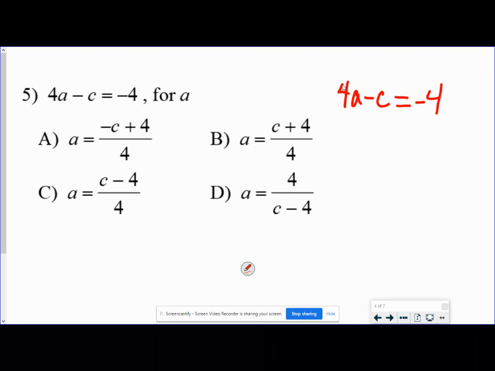Just like when we're solving a regular equation, if this is the thing that I'm trying to get all by itself, the 4 is attached to it, so we have to leave that 4 alone for now. So I would start by getting rid of the c, and it's subtracting c right now, so I would add c.